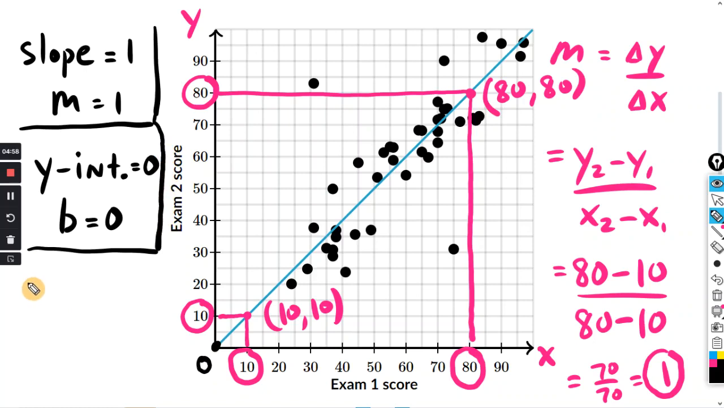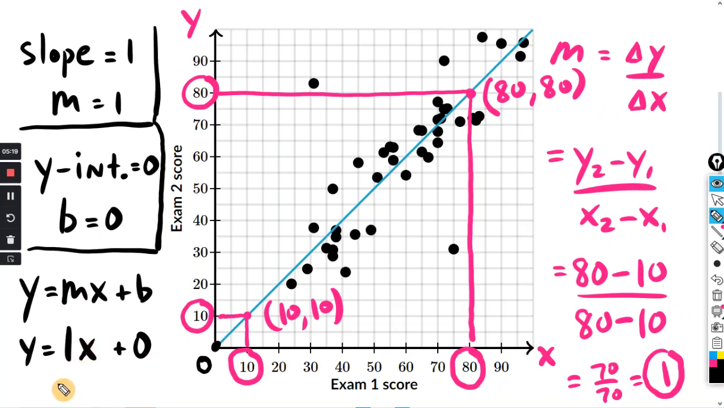If we were to write our equation, y equals mx plus b, that's going to be y equals m, which we said was 1, x plus b, which we said was 0. Do we have to write a 1 in front of the x? No, we do not. When the coefficient in front of x is 1, you don't write it. So it's just y equals x. We don't need the plus 0 either. So this is our equation.